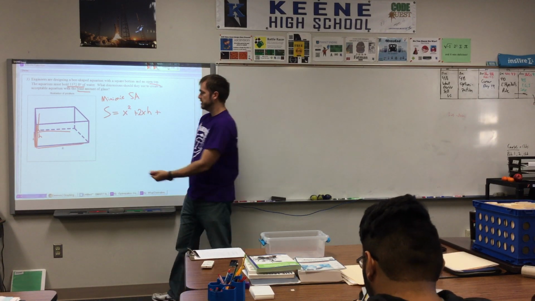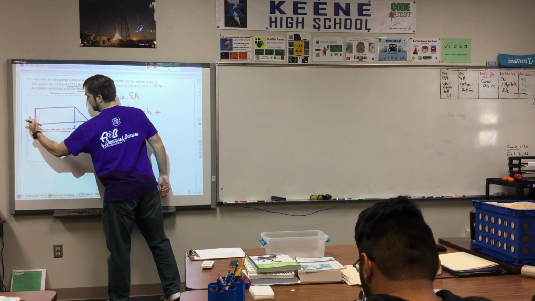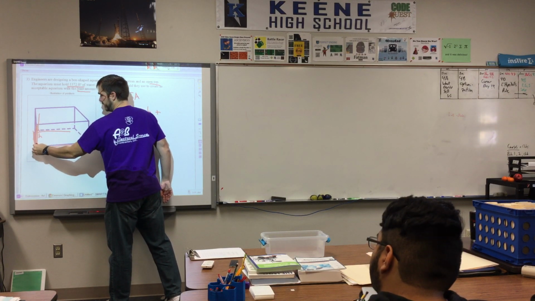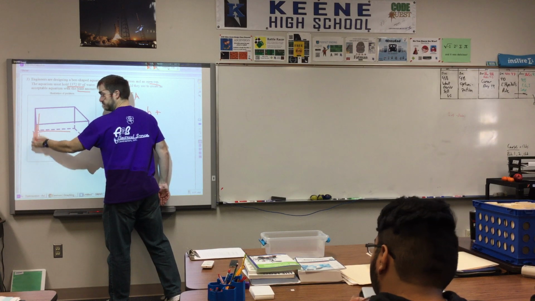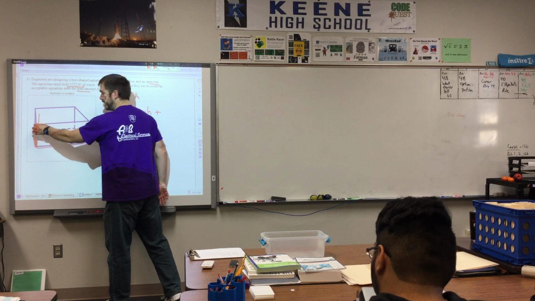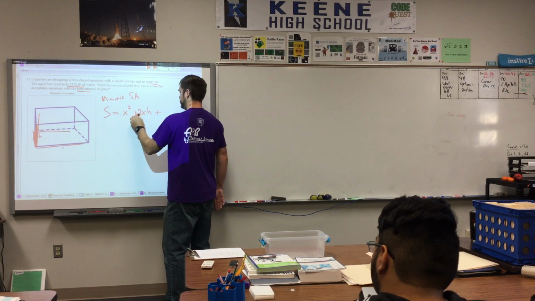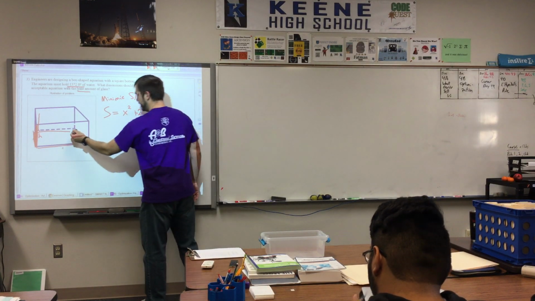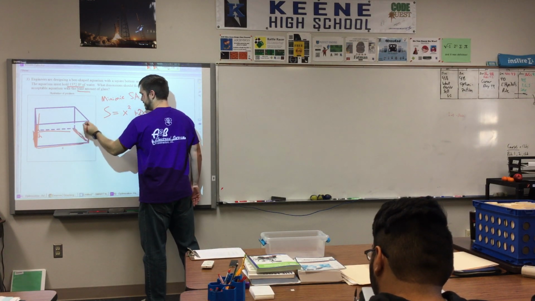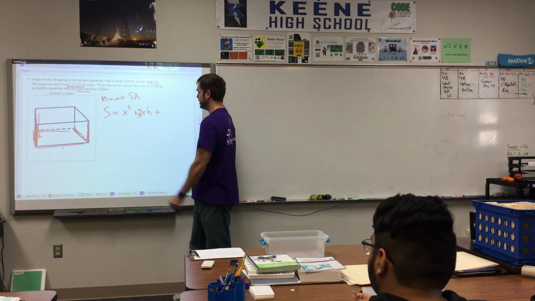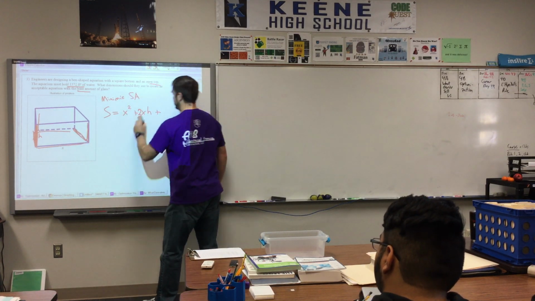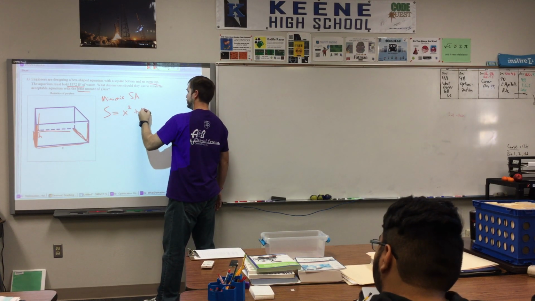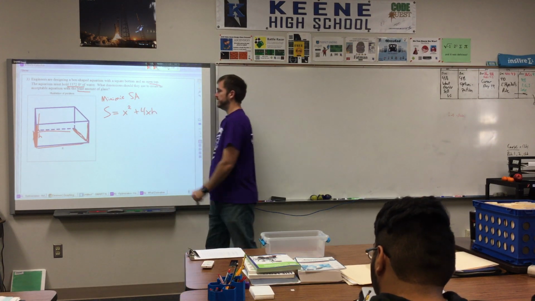Plus the left side, which is a rectangle. And what do you know? x times the height. So I'm going to change that to a 3. And the right side, which is a rectangle, x times the height. So I'm going to change that 3 to a 4. So plus 4xh. Okay, that's not too bad now.